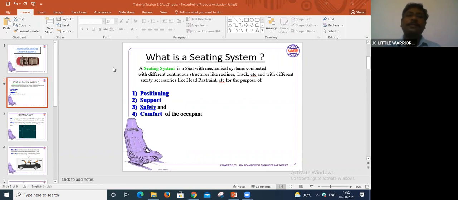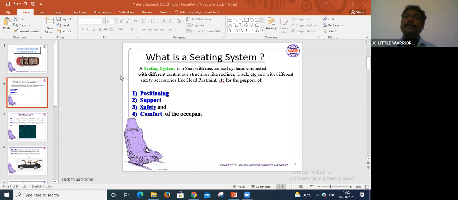And what is a seating system then? A seating system is a seat with mechanical systems connected. When you say a seat, it contains a structure inside it, and then it has a foam on that, which will protect you when you sit on the seat from that metal structure, which can harm you. You cannot sit directly on the metal structure, so there is a foam which protects you.